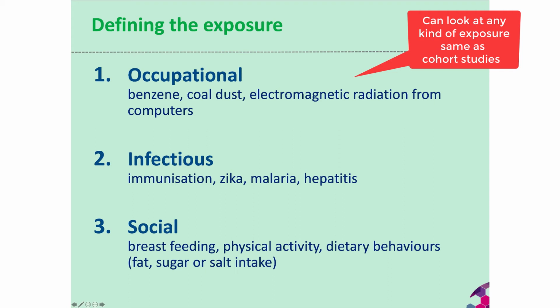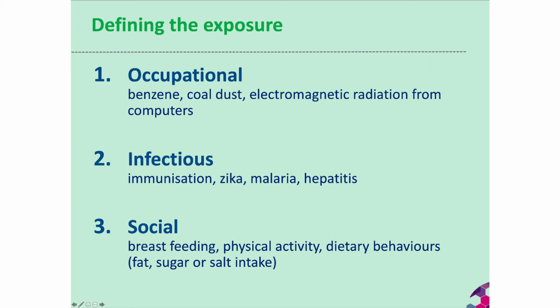So how do we define the exposure? We can look at occupational exposures such as benzene, coal dust, electromagnetic radiation, infection like Zika, malaria, hepatitis, or whether you have had an immunization or not, and again, social, breastfeeding, physical activity, dietary behaviors. So the exposures are very similar to cohort studies, and we're looking at similar types of exposures to what we do in cohort studies, except that we're looking back in time in case control studies to what exposures people had in the past.